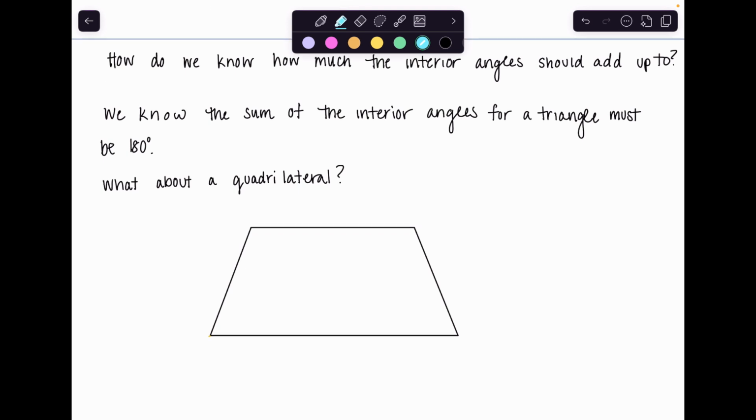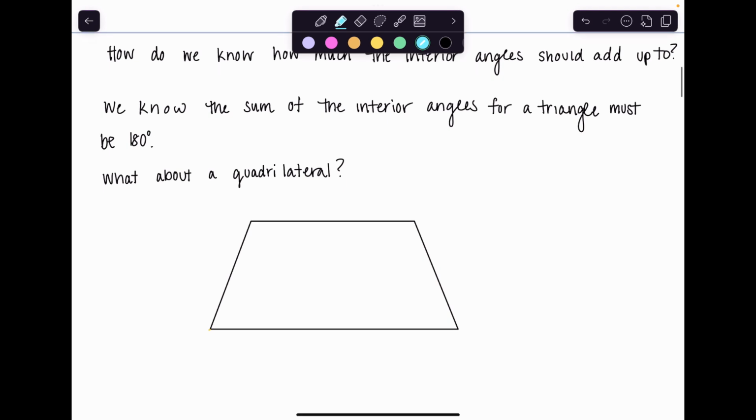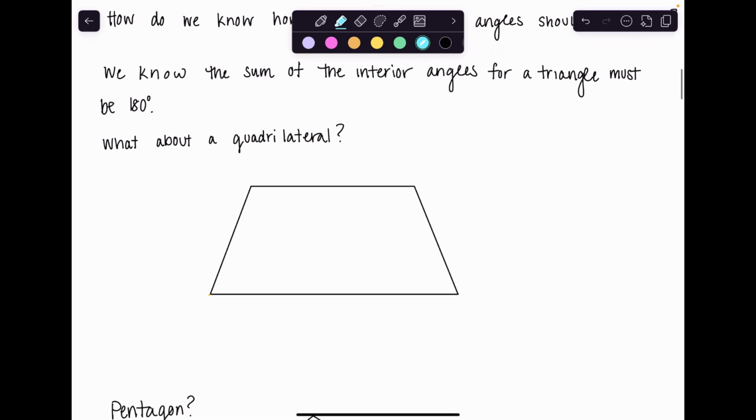So let's try to introduce one more side and look at a quadrilateral. That's a 4-sided figure. Well, really, what I can actually do is just cut this figure from one vertex to the other. And what I've done is I've got one triangle here, and I know that these angles have to add up to 180. And then I've got a second triangle down here.